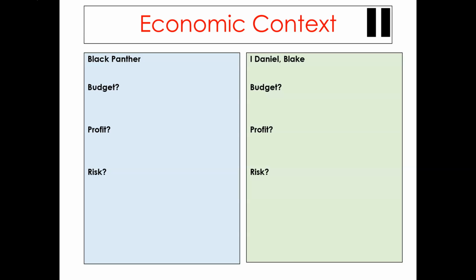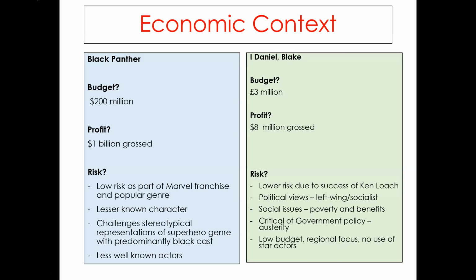Okay, let's do this. So grab a coloured pen and let's add to your notes. Hopefully you should have something in the region of $200 million here for the budget of Black Panther. And that is in contrast then to its very healthy profit of $1 billion grossed. In terms of risk, well, we see the film as pretty low risk. We know it's part of the Marvel franchise, it's part of a hugely popular genre of superheroes. It's produced by Disney. So there's so many things here that lower the risk of this film.